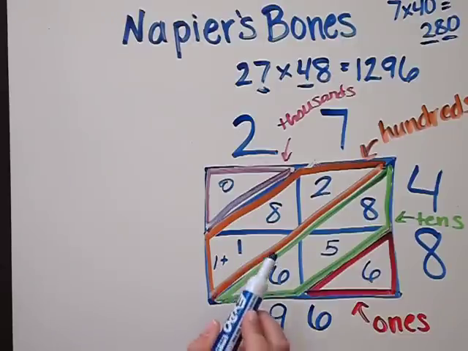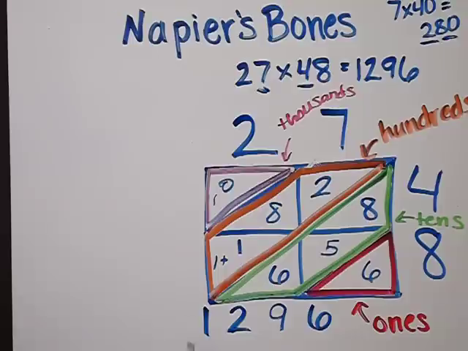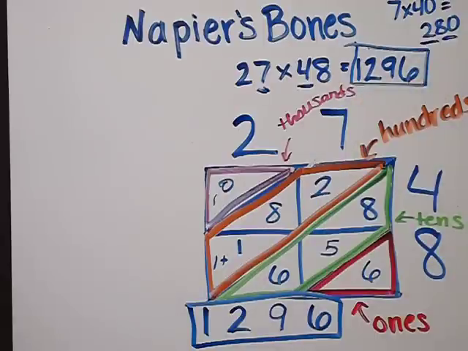So now we have 1 plus 1 plus 8 plus 2, which is the 1200, or 200 and 1000. So now we get our same answer of 1,296.